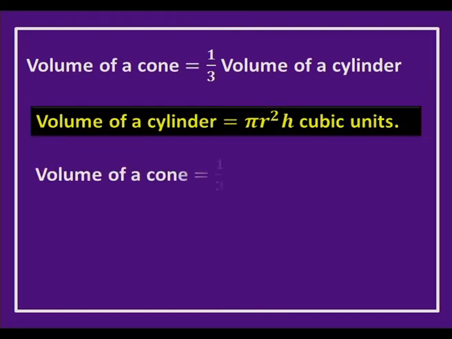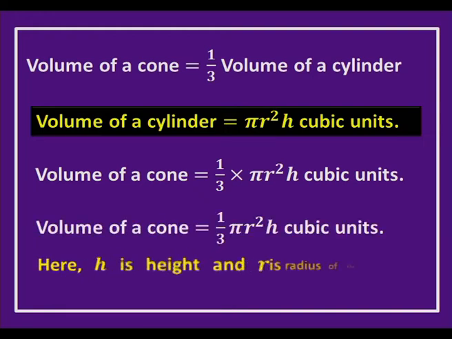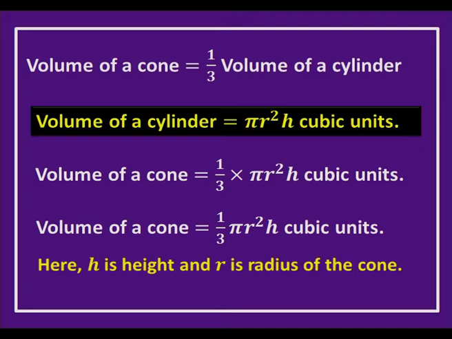Now, let us substitute this. You get 1/3 into pi r square h cubic units, or I can write simply 1/3 pi r square h cubic units. This is the formula to find the volume of a cone. H is the height and r is the radius of the cone. So, children, we have learnt the curved surface area of a cone as well as the total surface area and also the volume of a cone.